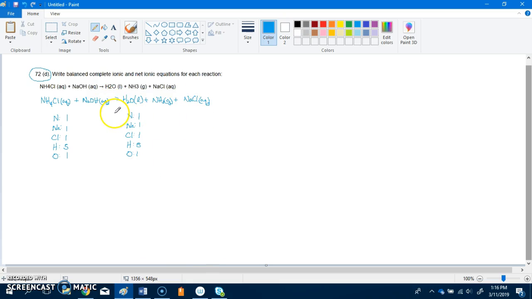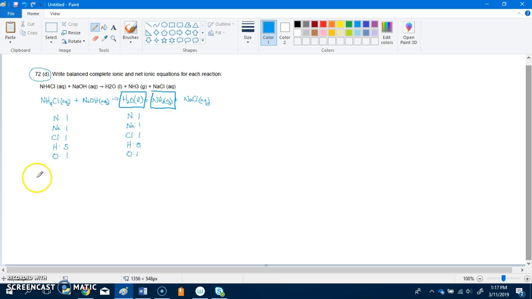Now the only ones that I'm not going to break apart are my precipitates, and the precipitates are the compounds that aren't identified as aqueous. So that's going to be H2O because it's in liquid form, and NH3 because it's in gas form. So out of this reaction, water is going to precipitate as a liquid, and NH3 is going to precipitate as a gas. So that means I'm going to break apart all of the other aqueous ionic compounds.